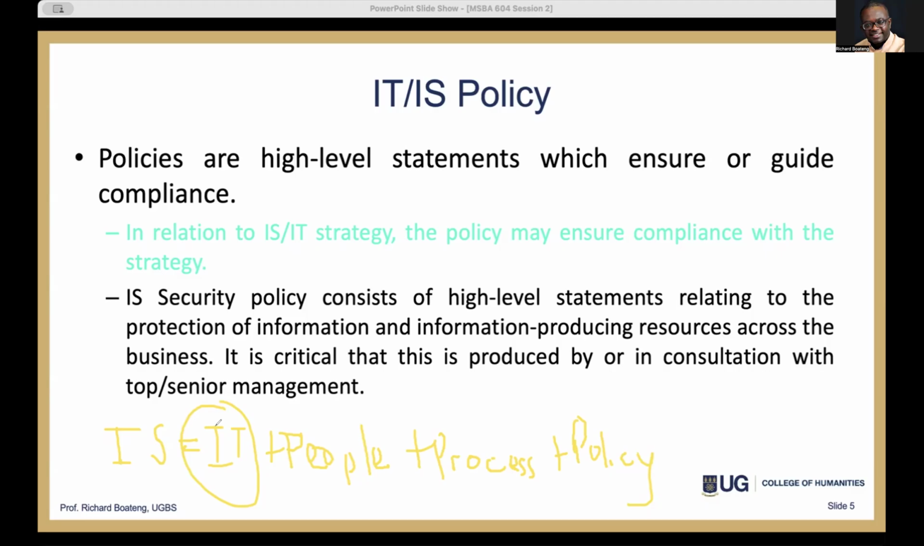A system has components in it. IT primarily has to do with the hardware, your software, and your communication infrastructure that support the people, the process, and the policy. So in our work today, when we talk about IT, let me raise my screen.